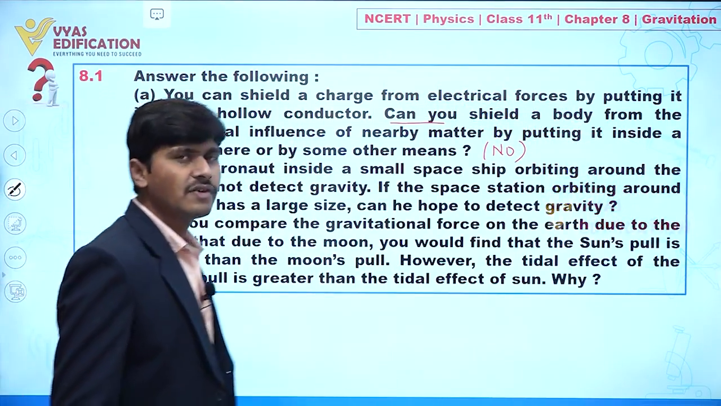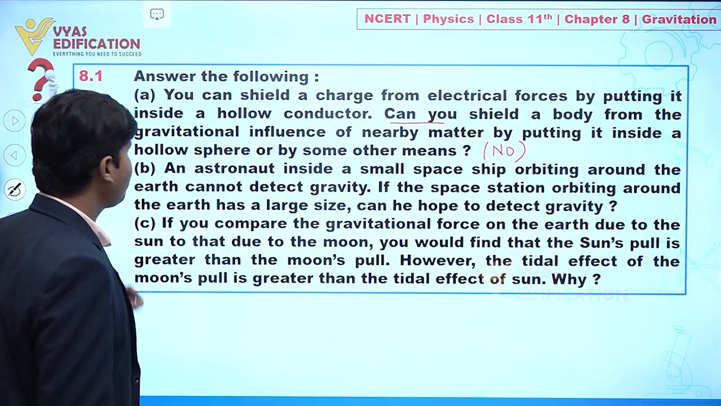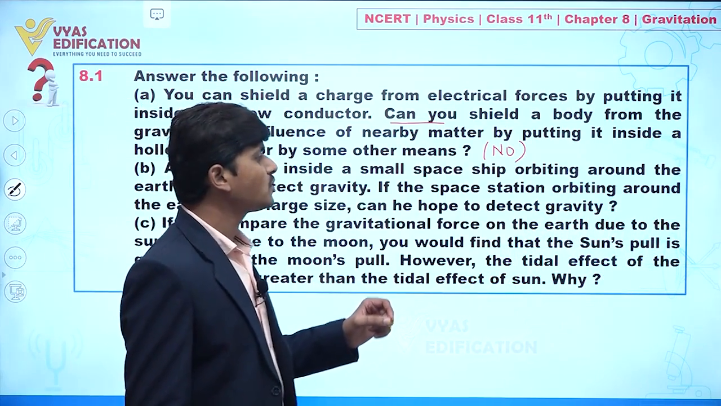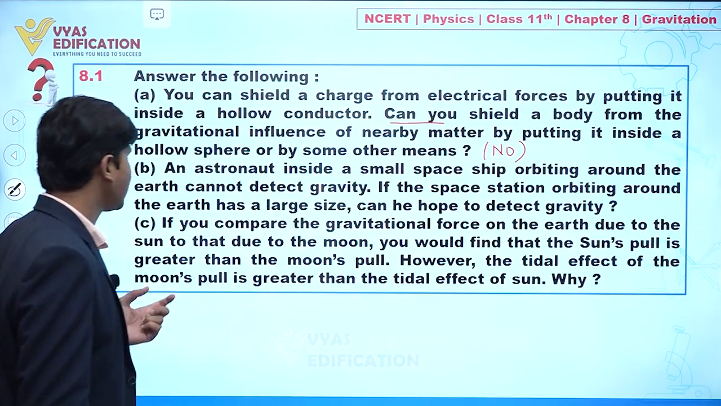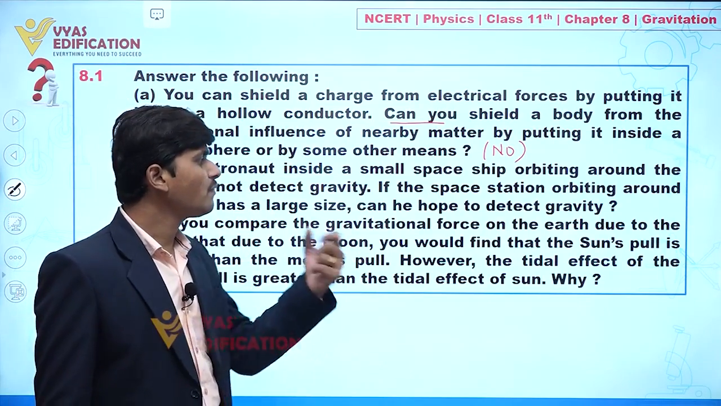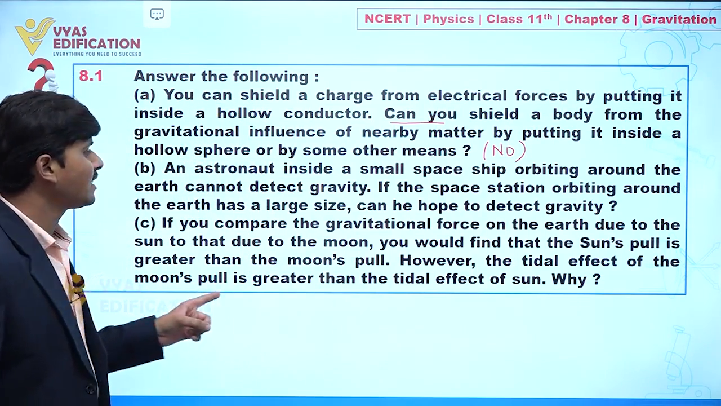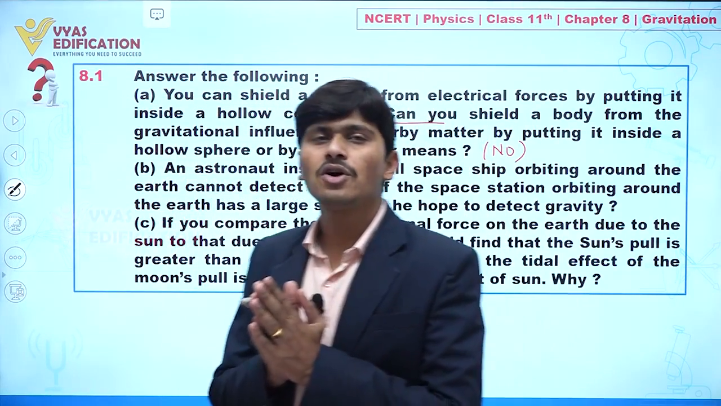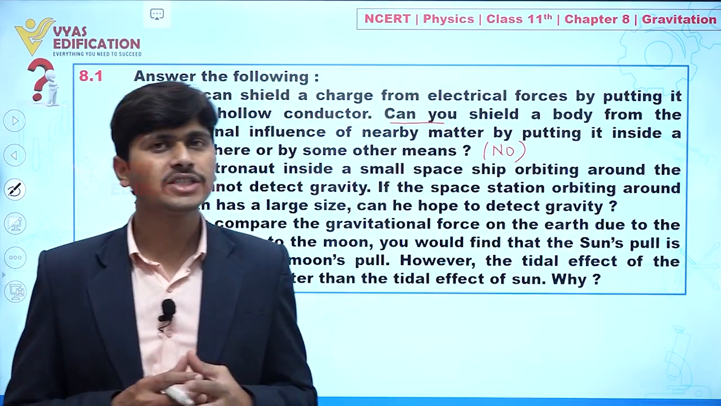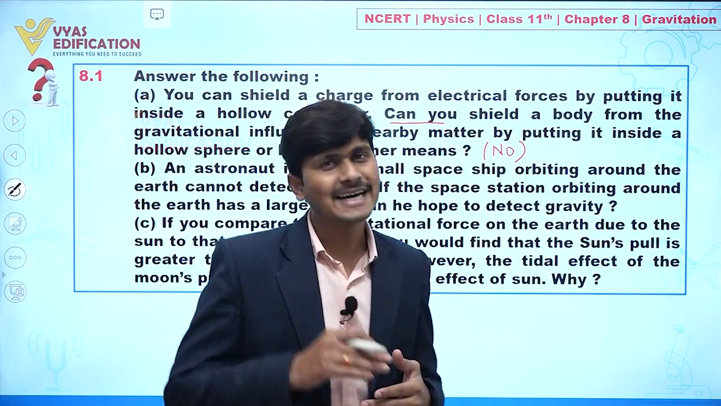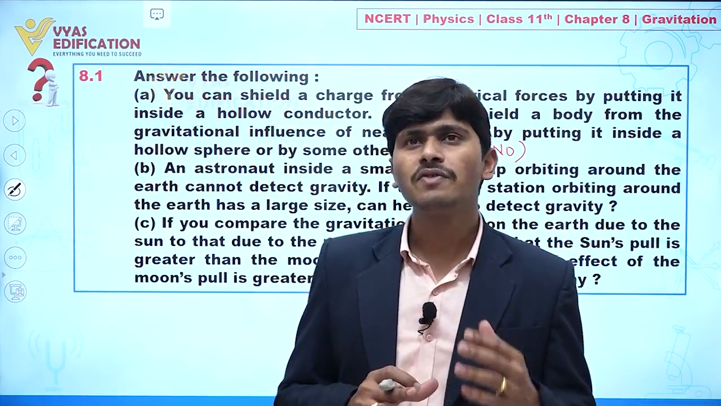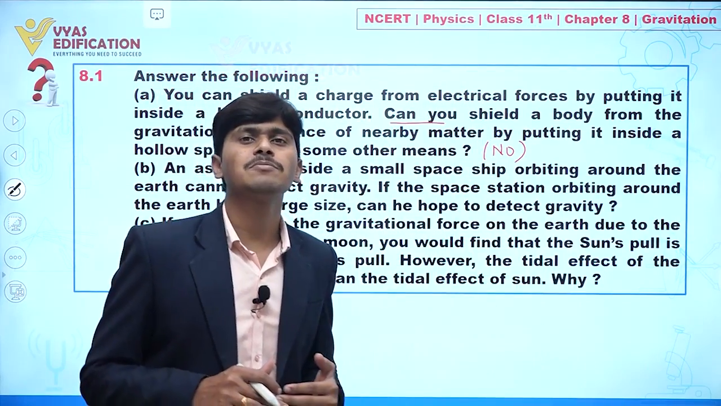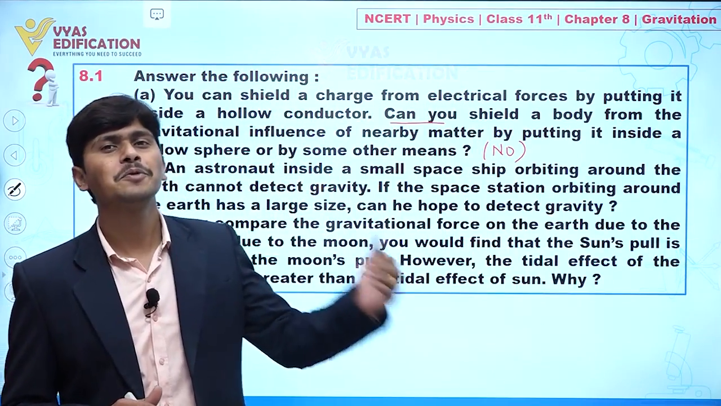Now it is given in part C: if you compare the gravitational force on the Earth due to the Sun and then due to the Moon, you will find that the Sun's pull is greater than that of the Moon's pull. So now, if we talk about Newton's law of gravitation between first the Sun and the Earth, and second, between the Moon and the Earth.